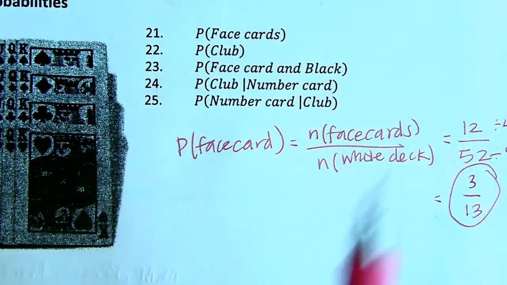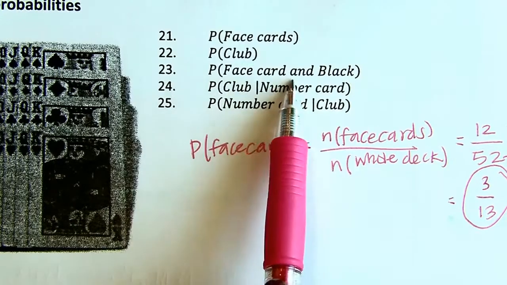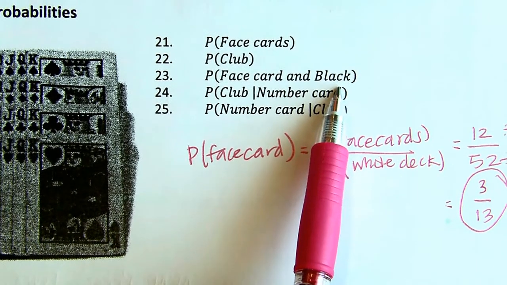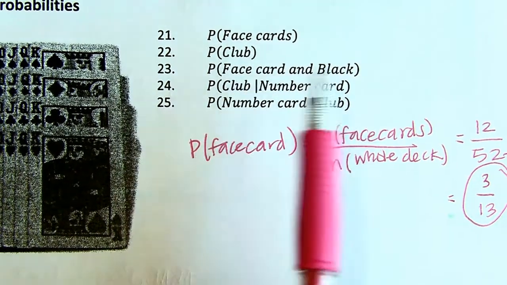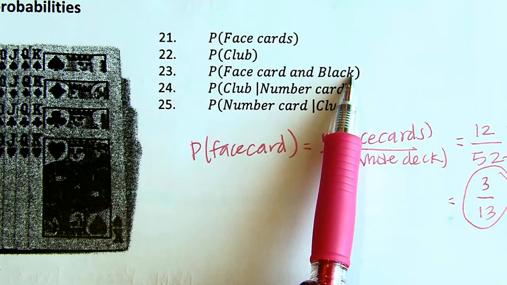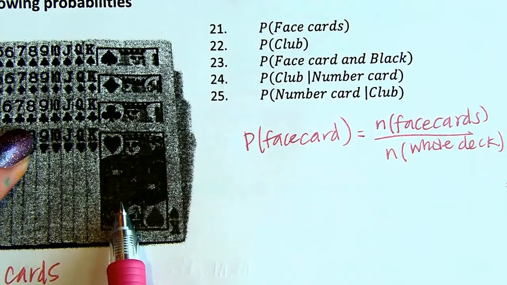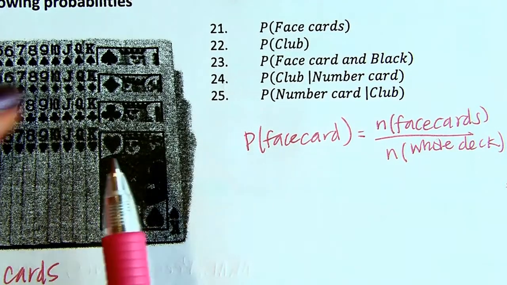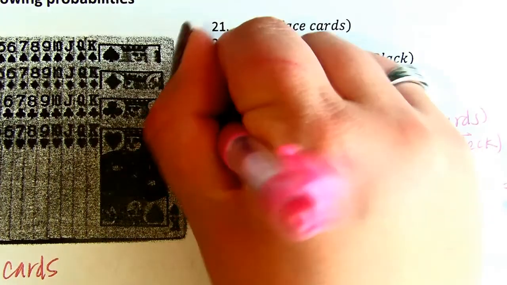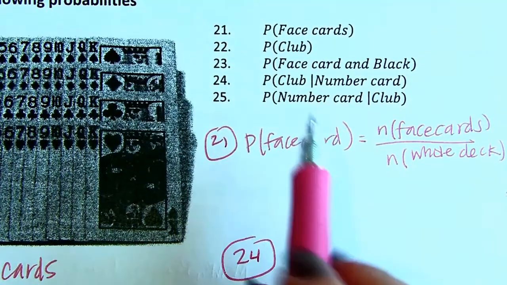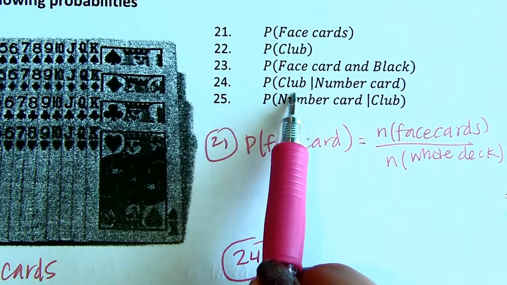Finding a club is the same. We know there are 13 clubs. A face card and a black: so the face card has to be black. So we know that there's 12 face cards, half of them are red and half of them are black.